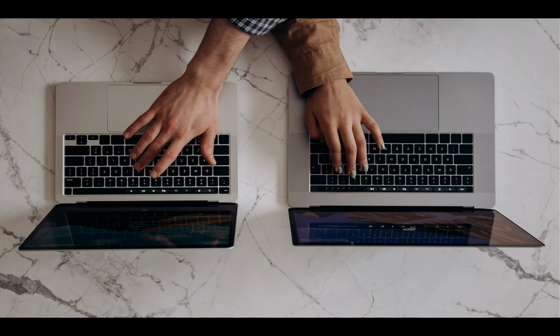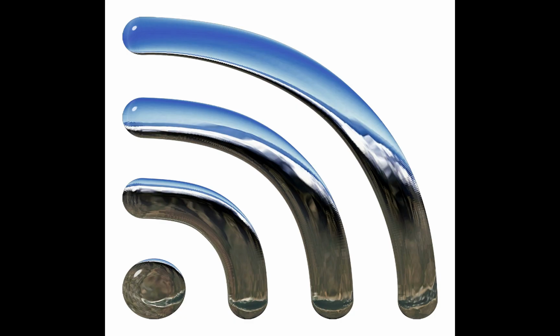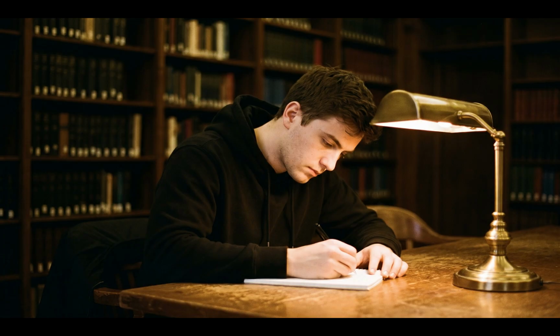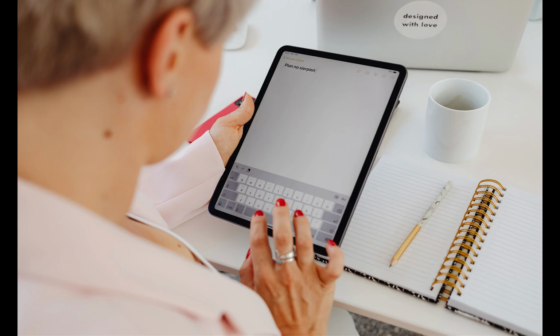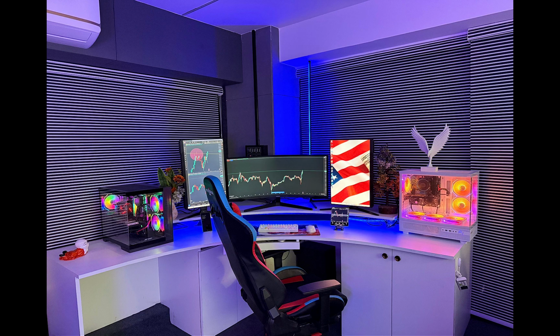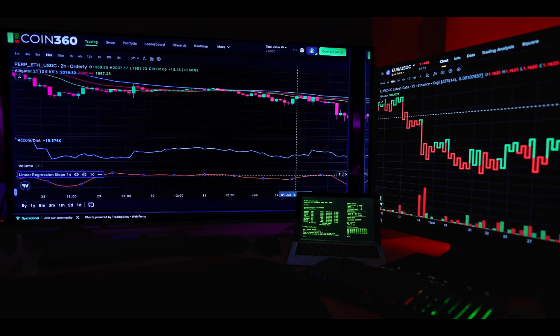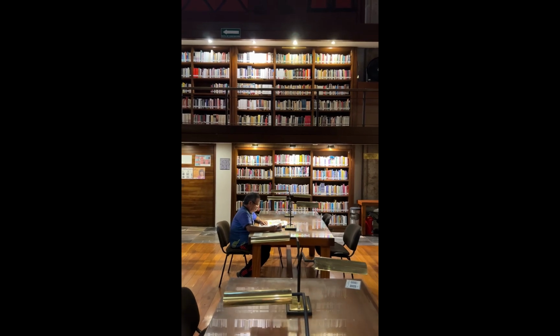You'll need a dependable laptop or desktop, reliable internet, a quiet place where you can concentrate, a notebook or digital notes, time to learn without rushing. You do not need an expensive trading setup to begin. You need a stable place to learn and practice.